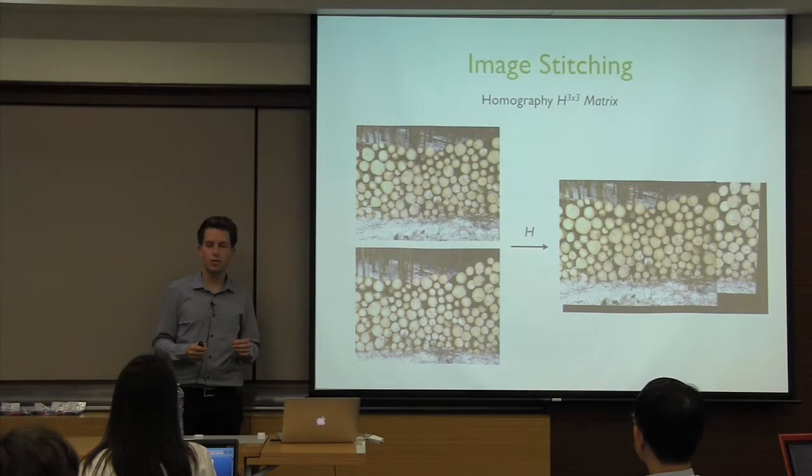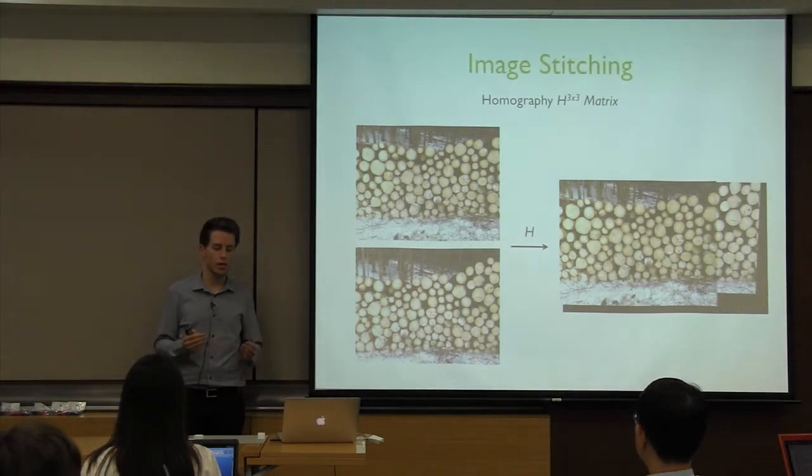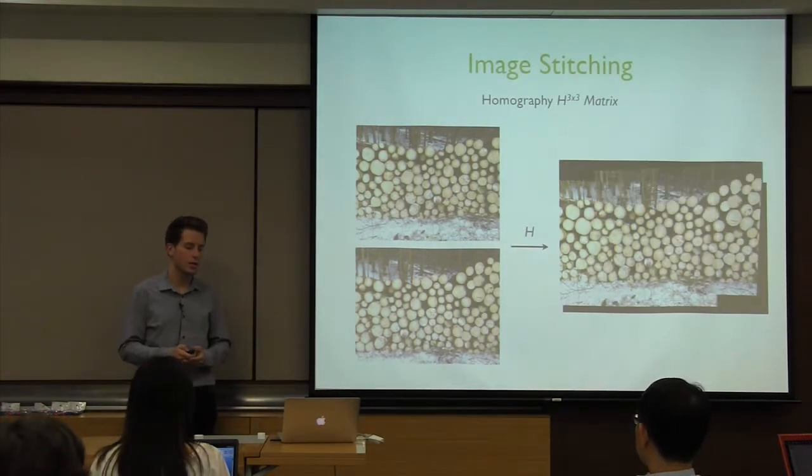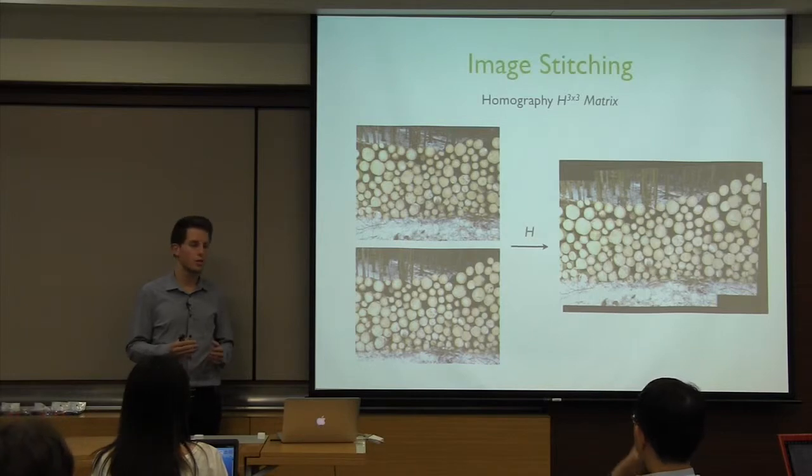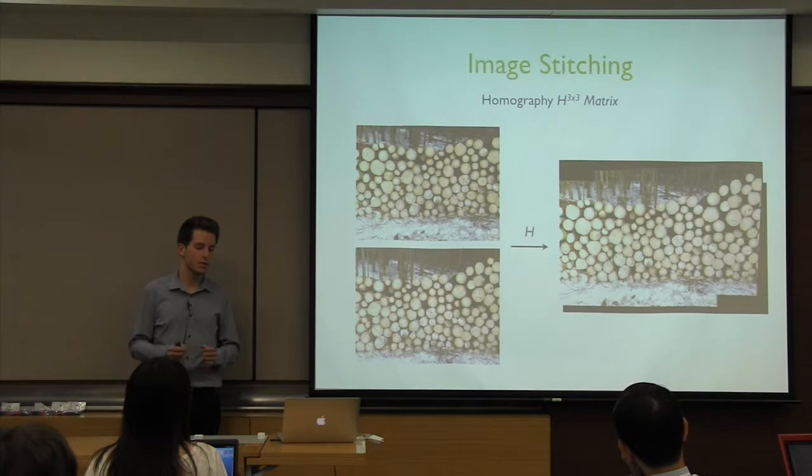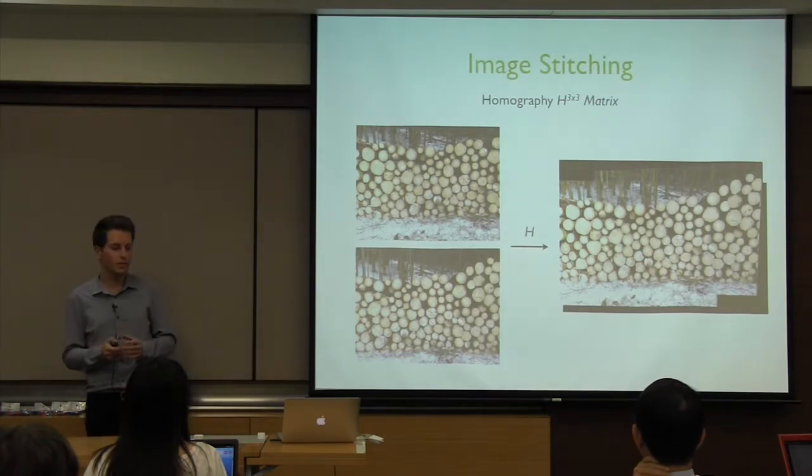So the next thing we do is adjust the brightness and remove some artifacts, and then it will look like this, so you can't really tell anymore where one image begins and where the other one ends. So that's the process of image stitching.